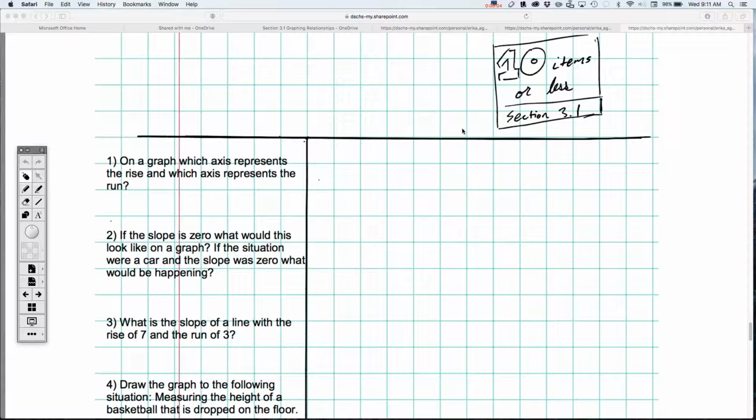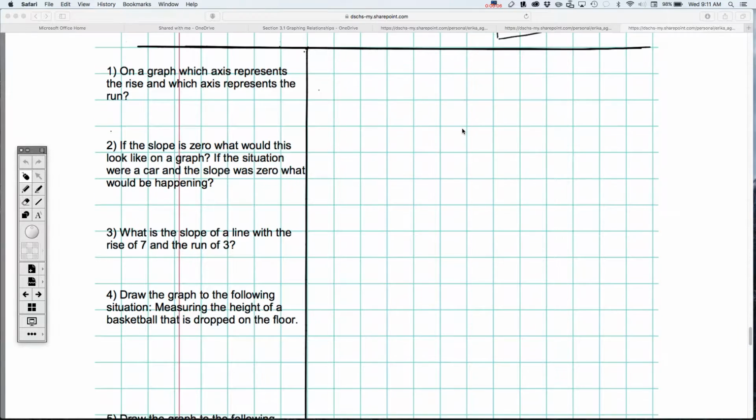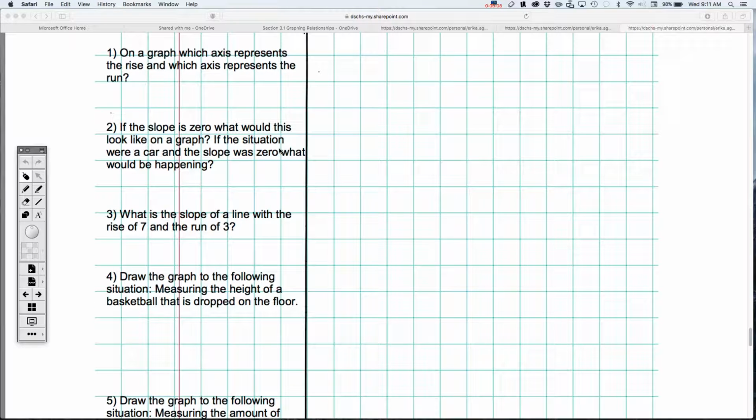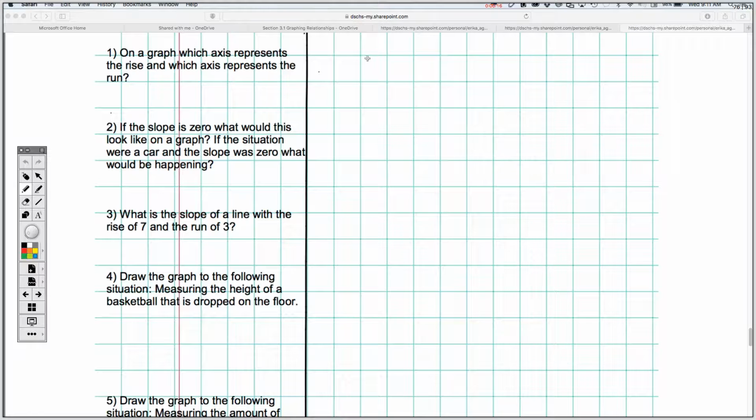Okay, so let's finish up this 10 items or less section 3.1. On a graph, which axis represents the rise and which axis represents the run? Maricela, what do you think? Okay, so x-axis is run, y-axis is rise.